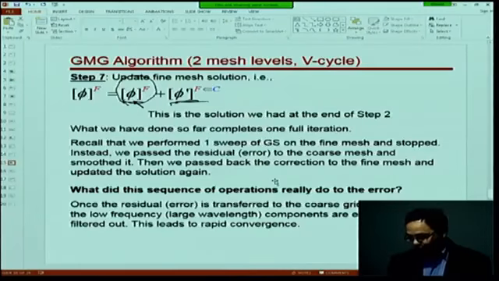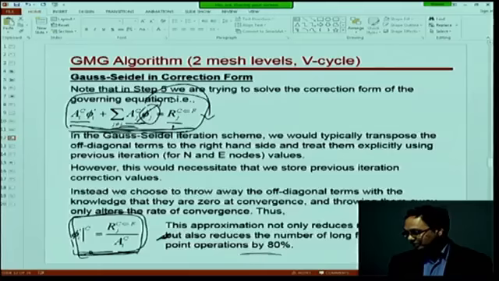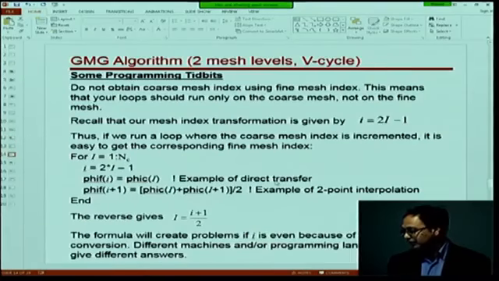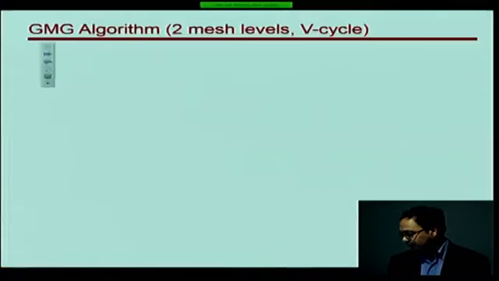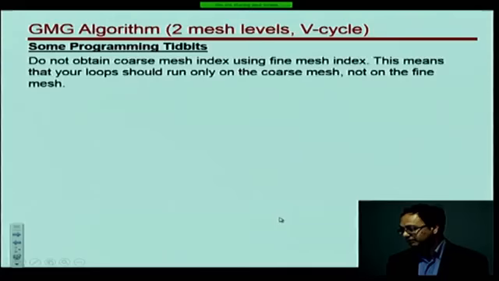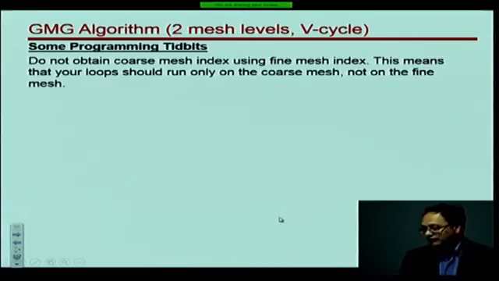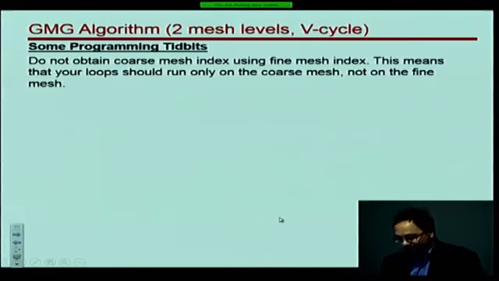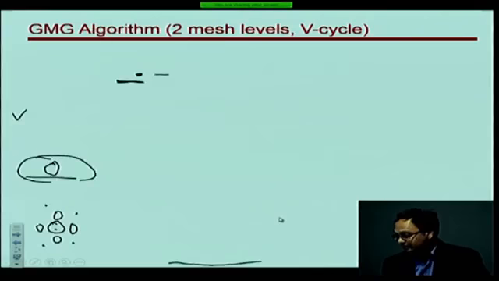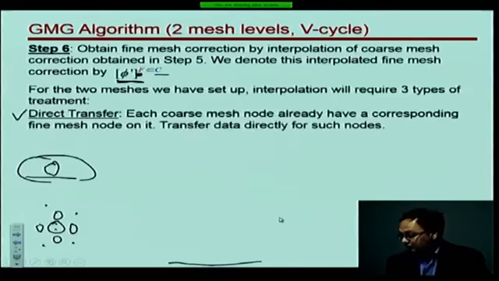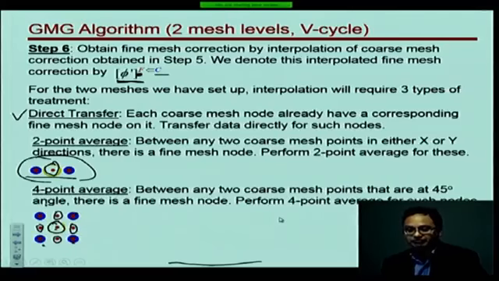Here is one, and because this is important for you guys, some programming tidbits. One of the things I'm saying here is do not obtain. For example, here you have to do this interpolation stuff. Interpolation means you will require fine and coarse mesh indices simultaneously.